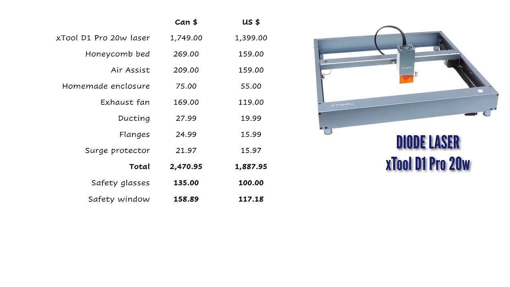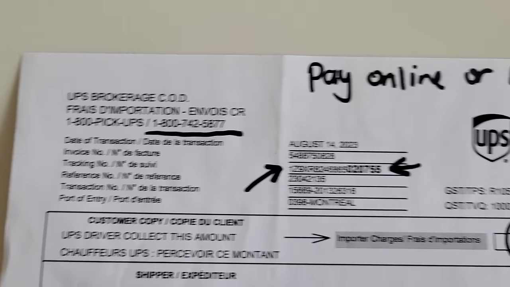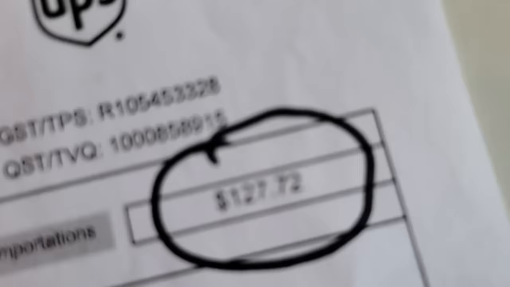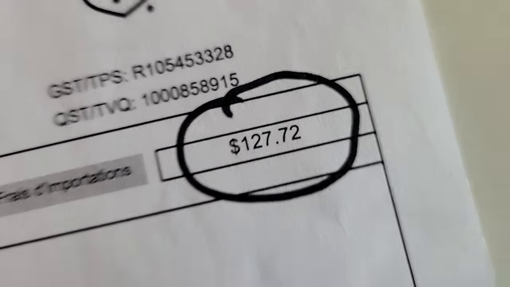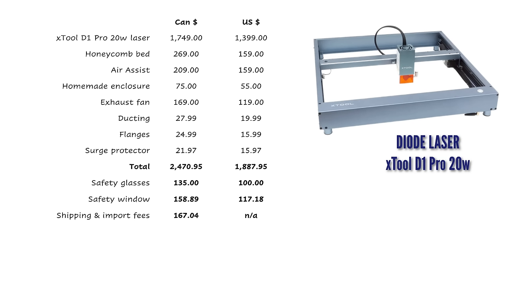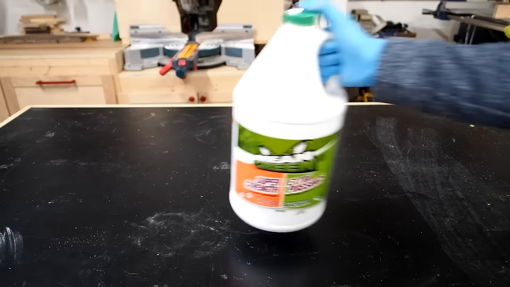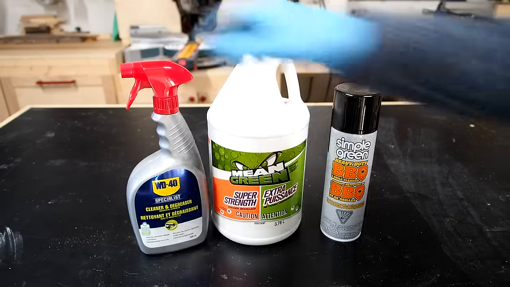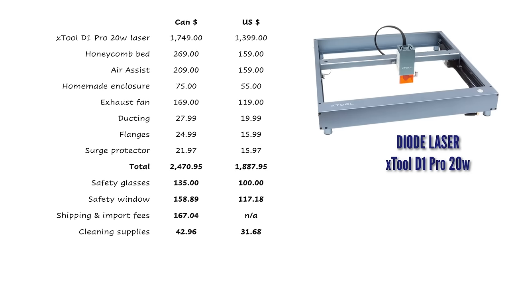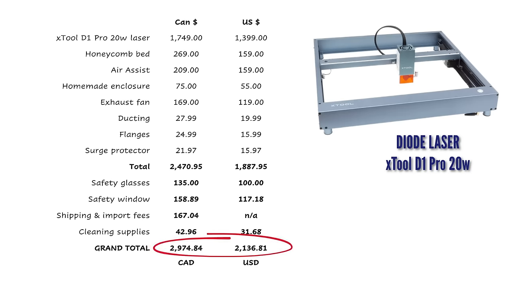And unfortunately for me, this company is in the US and uses UPS for shipping, so I got stuck with an insane customs brokerage and import fees of $127. So in the end, the laser window and the glasses ended up costing me close to 500 Canadian. That's way more than I would have paid had I known. Then I also bought a couple of additional things like some pipe cleaners to help clean the honeycomb and a bunch of degreasers. So all in, I think I'm up to about just under 3,000 Canadian or about 2,100 USD.